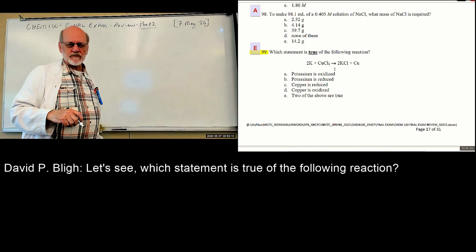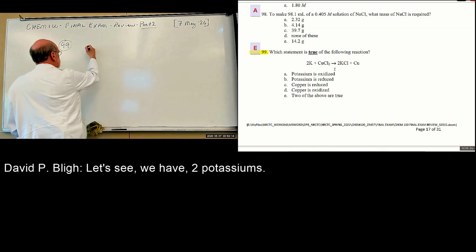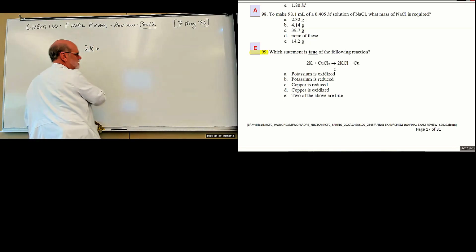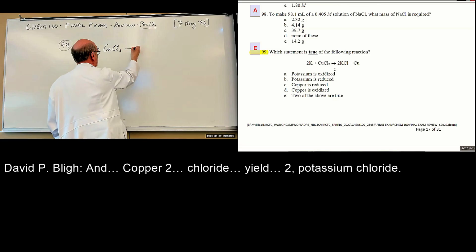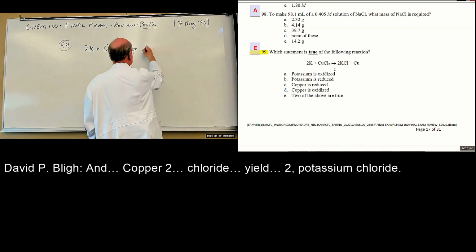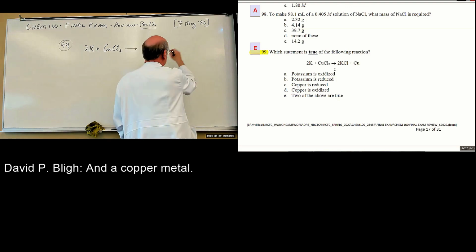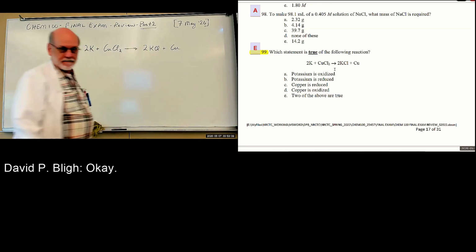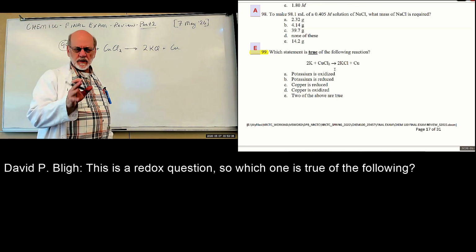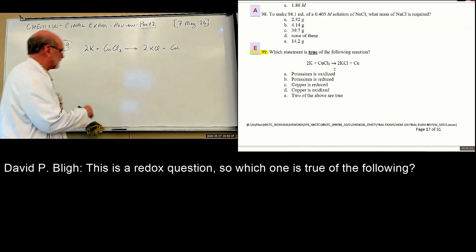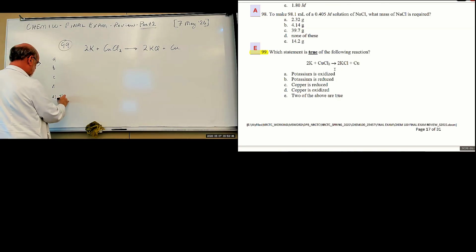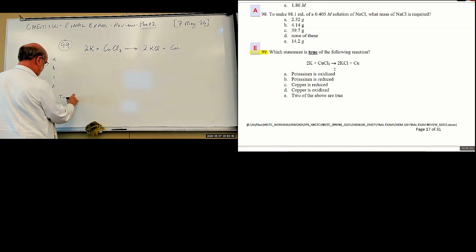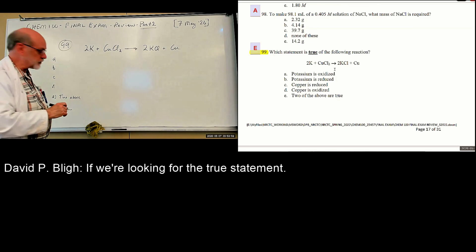Let's see, which statement is true of the following reaction? We have 2 potassiums and copper 2 chloride yields 2 potassium chloride and a copper metal. Okay, this is a redox question. So which one is true of the following? E says 2 of the above, if we're looking for the true statement.